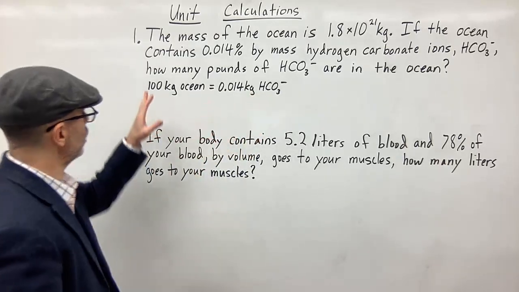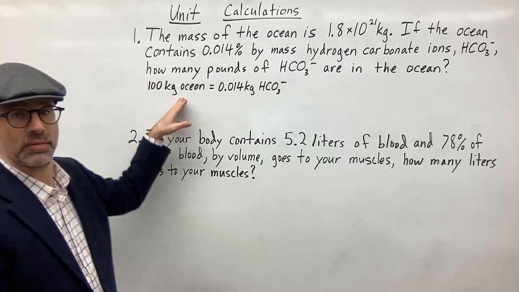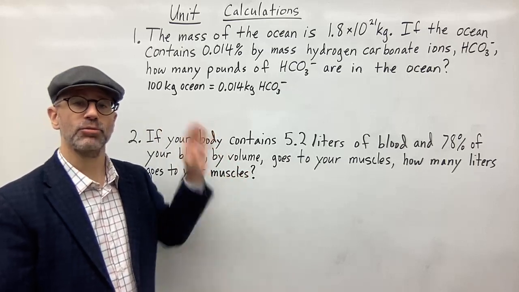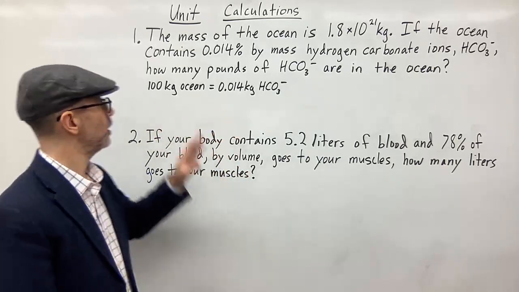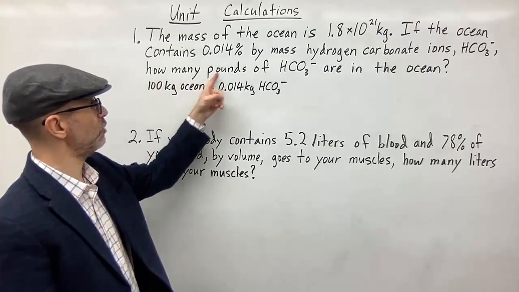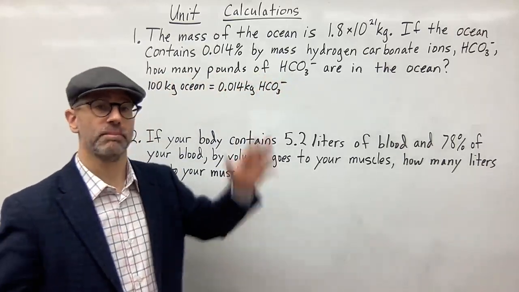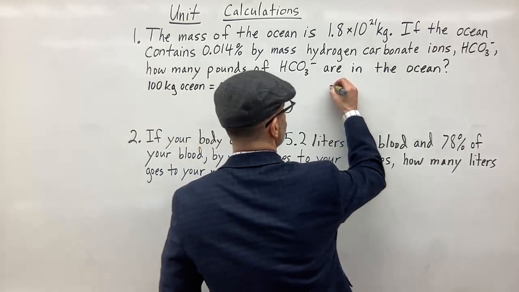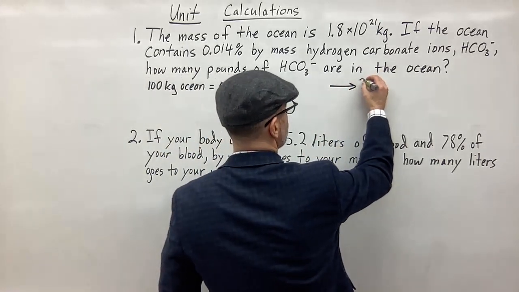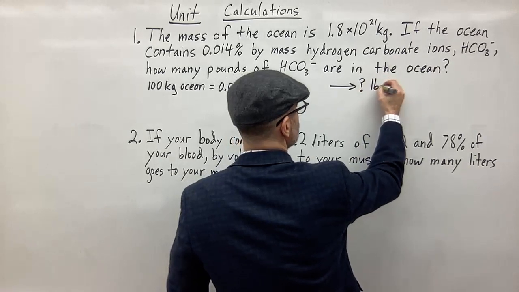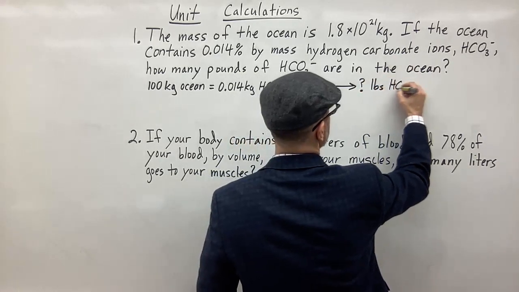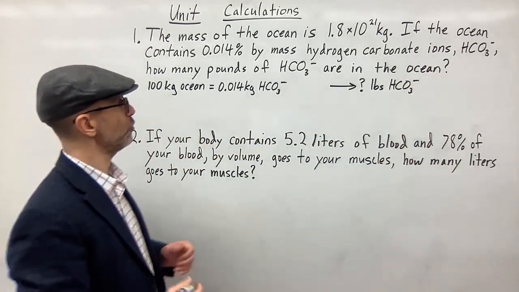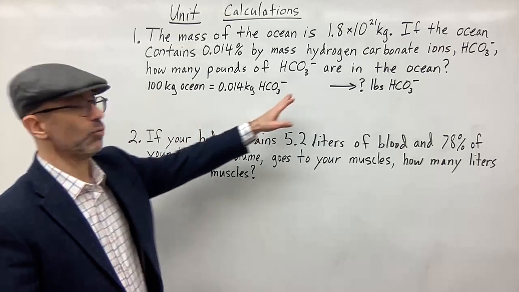The question, though, is here. Remember what I said about the question. It's where we're going to find the end of our problem. So the beginning of the question is the end of the problem. The beginning of the question is, how many pounds of hydrogen carbonate? There we go. That's what we want. So we're going to end with pounds of HCO3 minus.